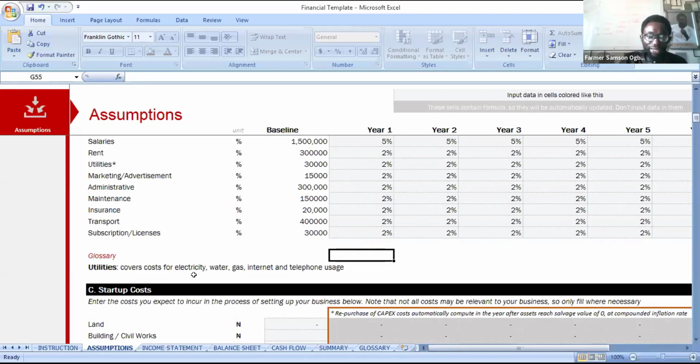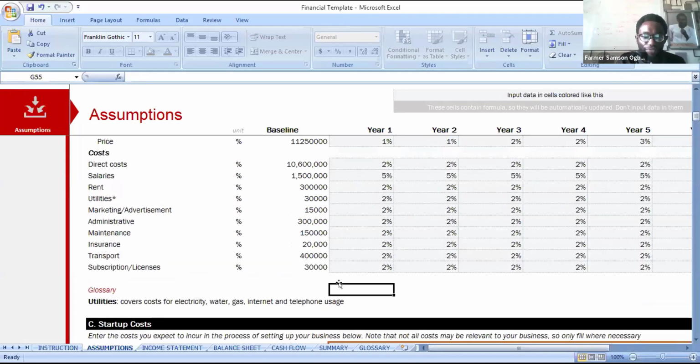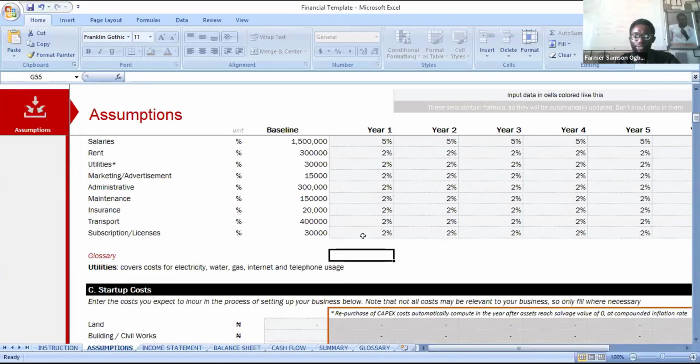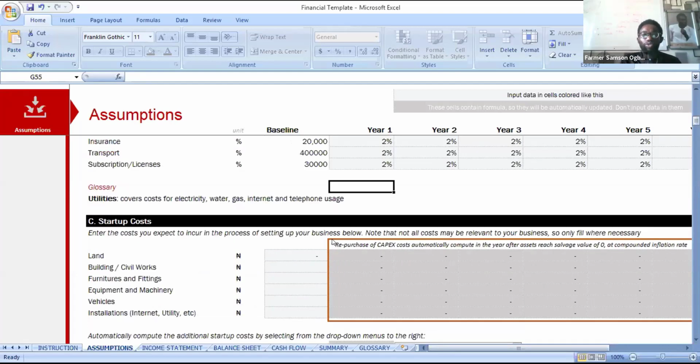So like we said, utilities cover things like your electricity, water, gas, internet, telephone, everything should be there. So we have done all of this. So we've captured this. Next is for those of us that are startup, here are the startups.